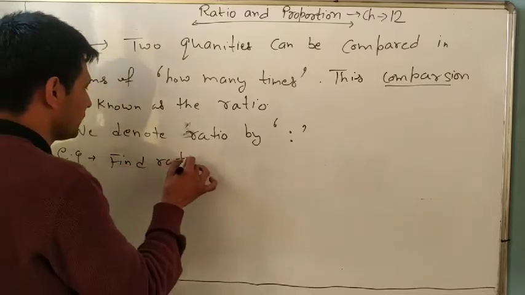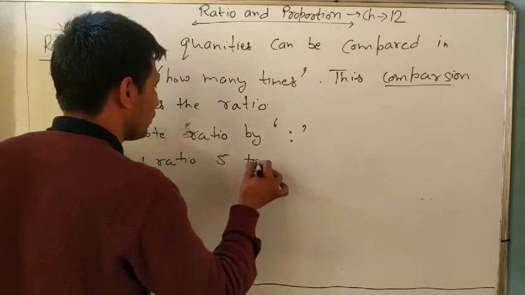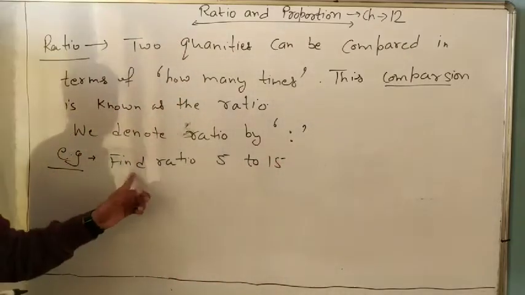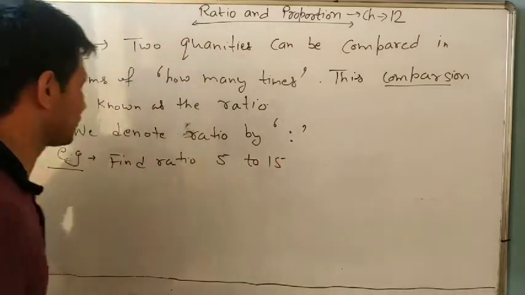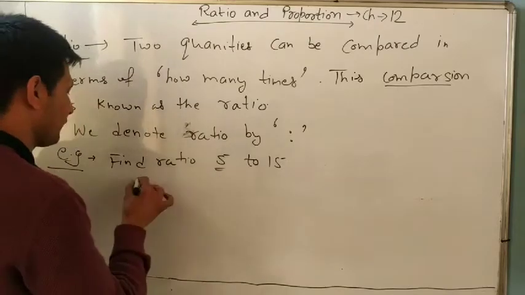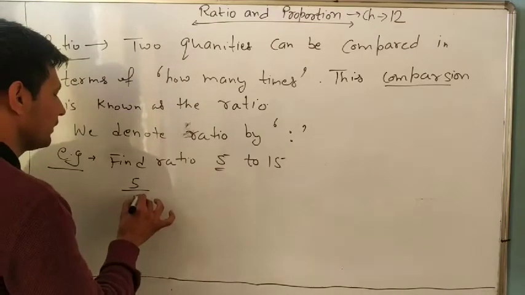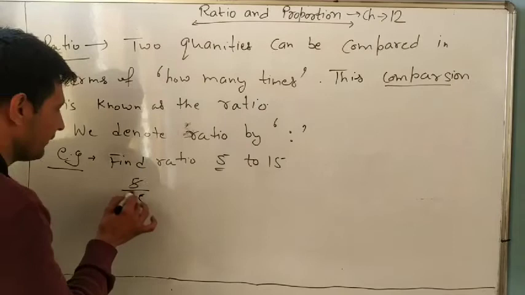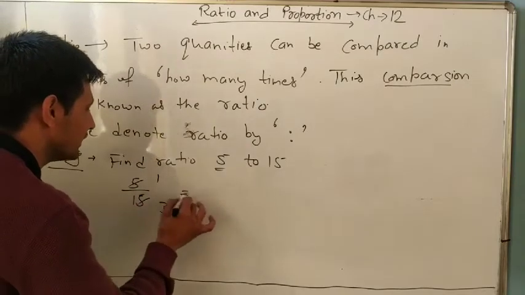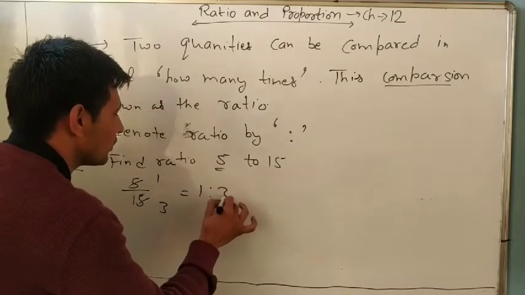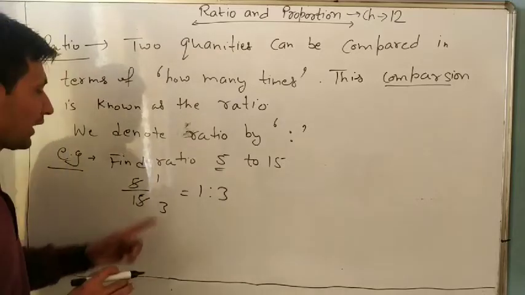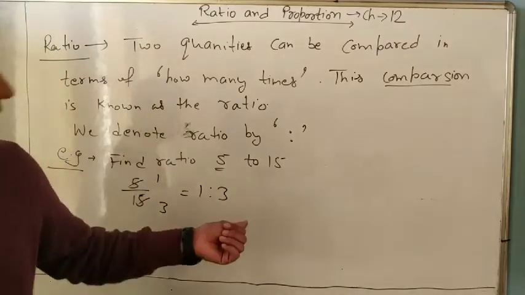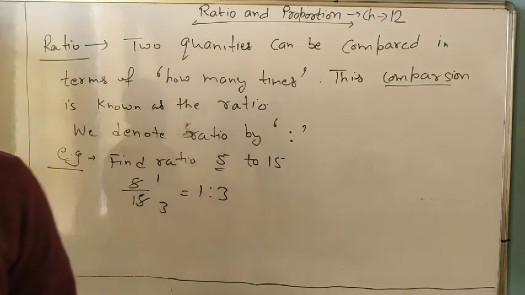Find ratio 5 to 15. We have to find ratio 5 to 15. So how will you find? First we write 5 divided by 15. Always. So 5 once is 5, 5 threes are 15. So it is ratio 1:3. You can write 1/3 also, or you can write 1:3 also.